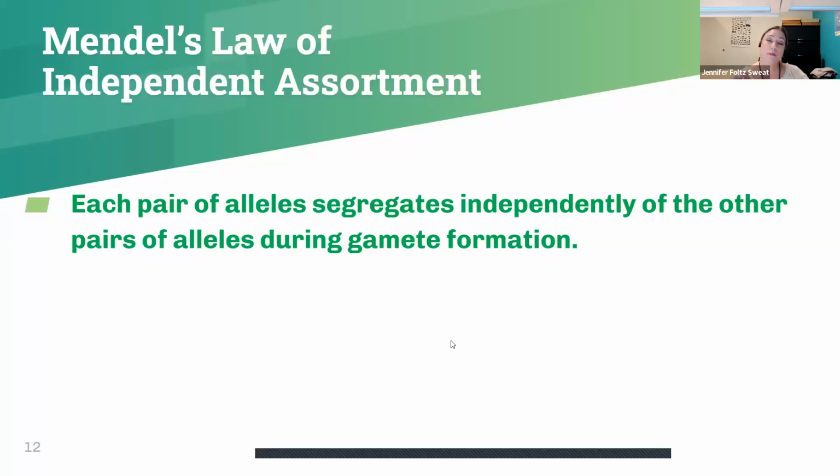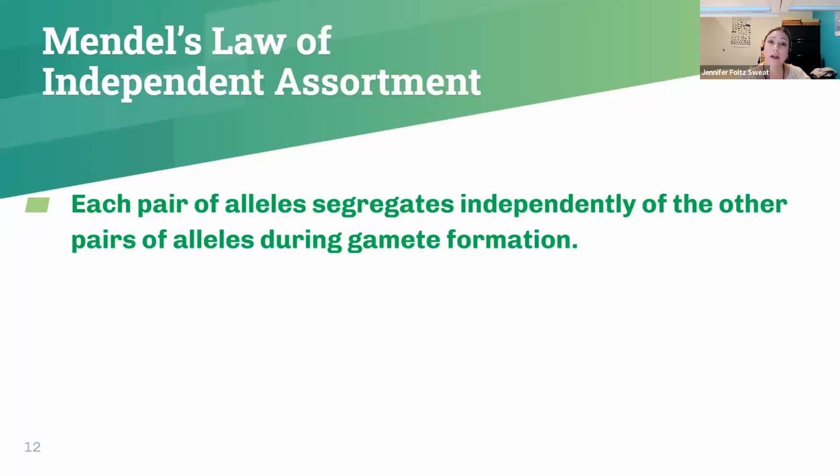This is what Mendel came up with for the law of independent assortment. Each pair of alleles segregate, meaning separate, independently of the other pair of alleles during gamete formation. Gamete formation just means meiosis. So that's saying that the alleles for flower color can swap independent of the alleles for seed shape.